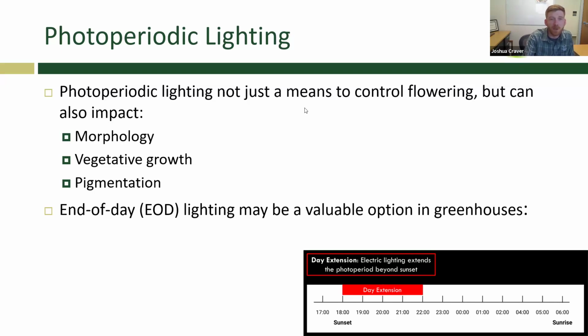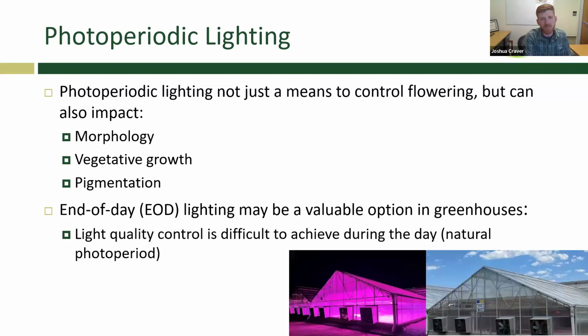Specifically, we've been looking at end of day, which is a form of day extension, where we're extending the photoperiod past when the sunset occurs. And we think end-of-day lighting may be a valuable option in the greenhouse for a couple of reasons. One is that light quality control in the greenhouse is often very difficult to achieve during the day.